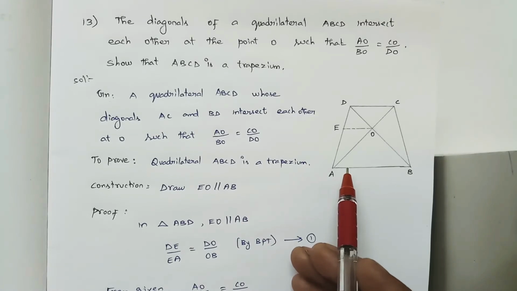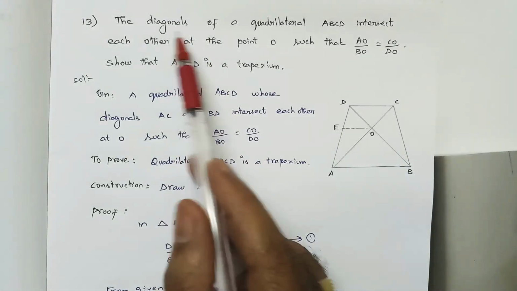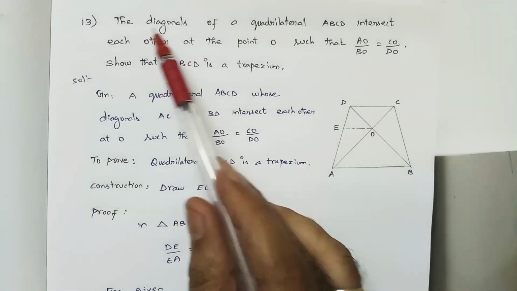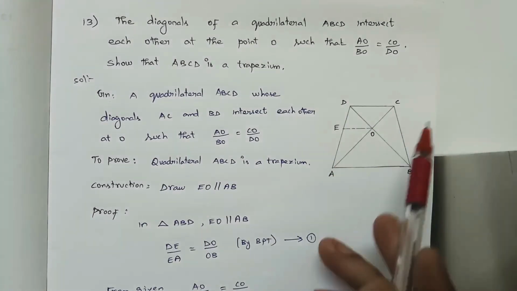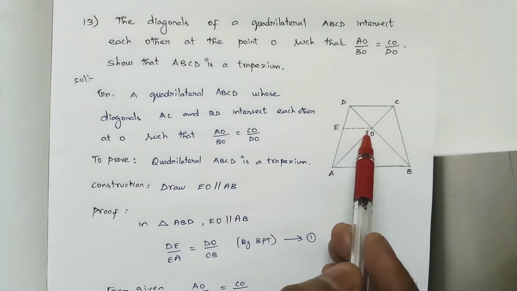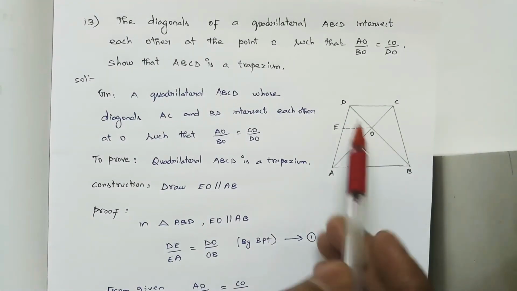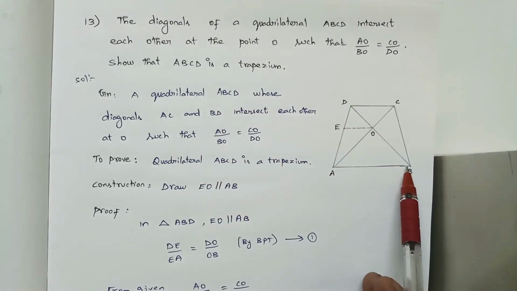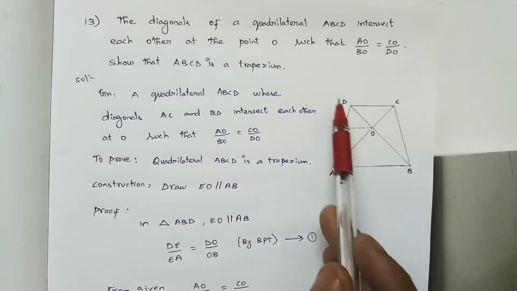So we have to draw the diagram from the question. By reading the question, we have to draw the diagram, right? So the diagonals of a quadrilateral, first I am just drawing the quadrilateral ABCD. The diagonals of a quadrilateral intersect each other at O. So I am just joining AC and BD, and the intersection point is O, right? Such that AO divided by BO is equal to CO divided by DO.